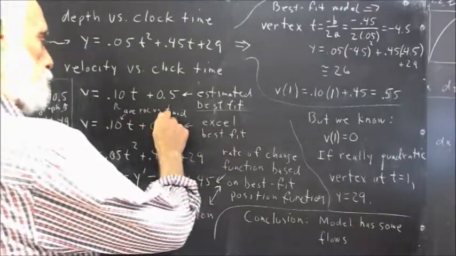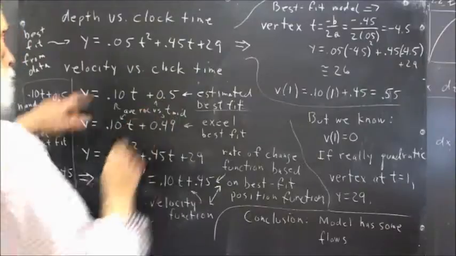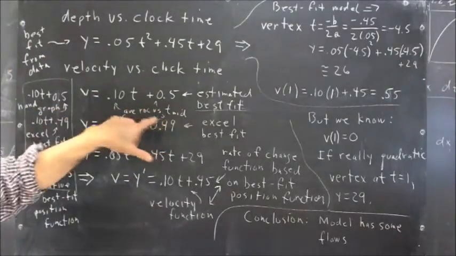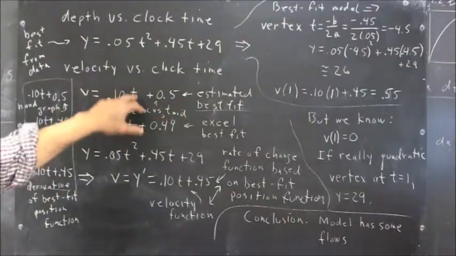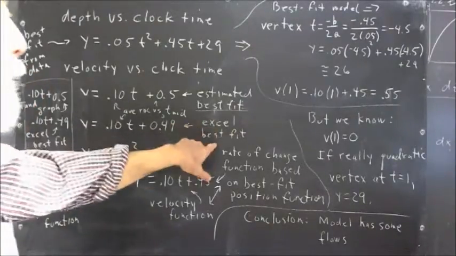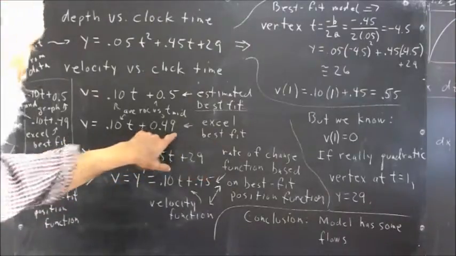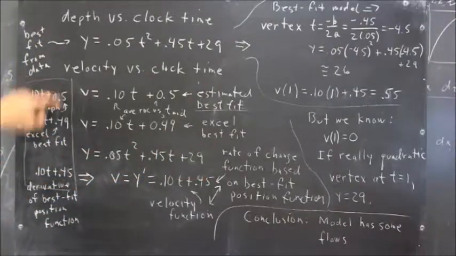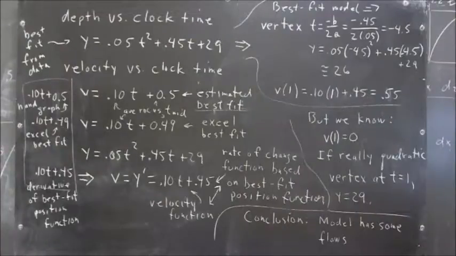And both of these are from the average rate of change versus T-mid. This was from a hand graph, so the 0.10t plus 0.5 from a hand graph was this. Excel best fit was this, very close. The only difference between the 0.5 and the 0.49.